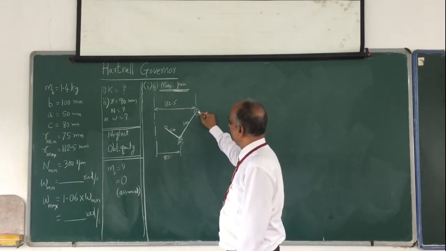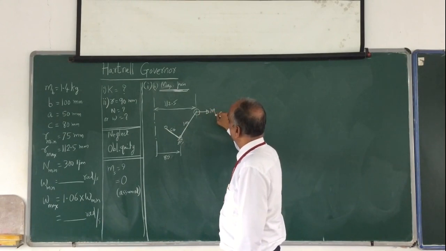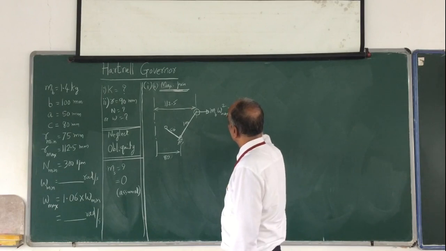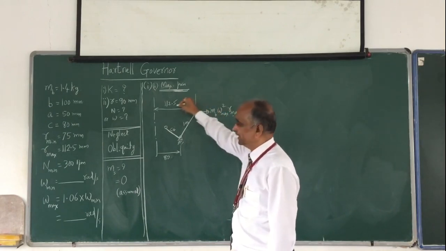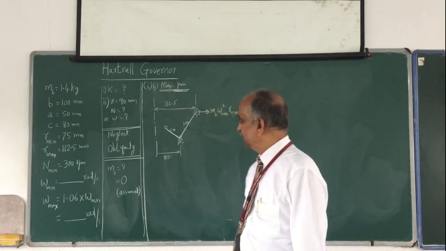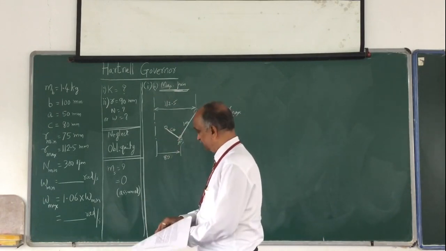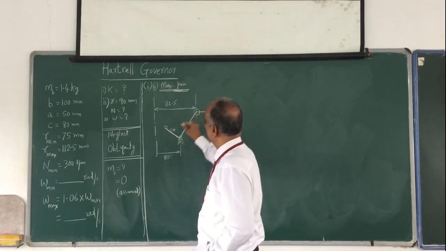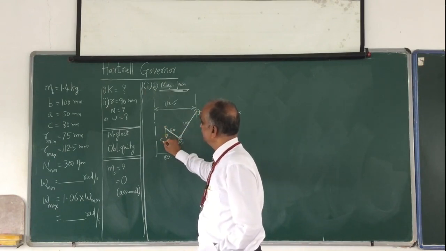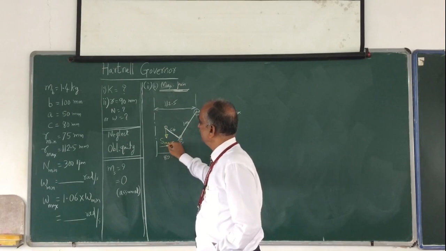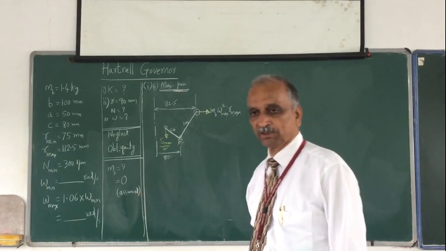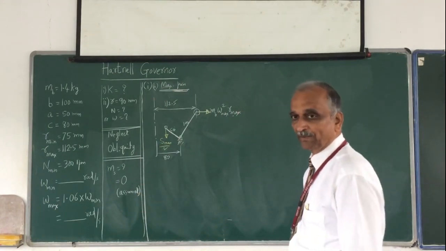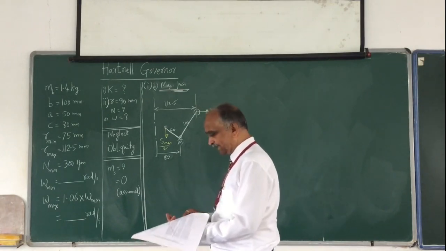Okay, now straight away let me go for the question. This is mv into omega max square into r max. I know mv, I know omega max, I know r max. Do we know r max? Yes, 112.5. Everything is known. Okay, now what are the forces that are acting at the sleeve? Okay, let me show it here. This is S max divided by 2. The sleeve is at its maximum position, that is why I am calling the corresponding spring force S max. Okay, S max by 2.